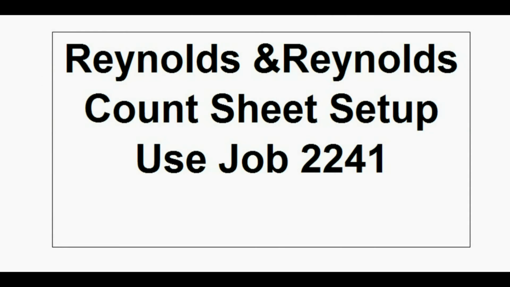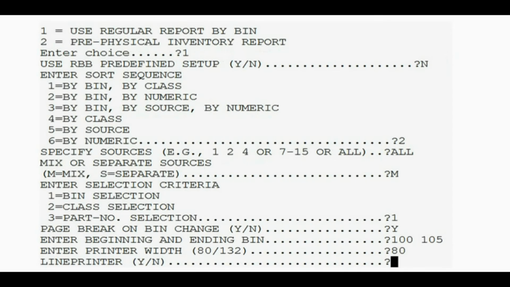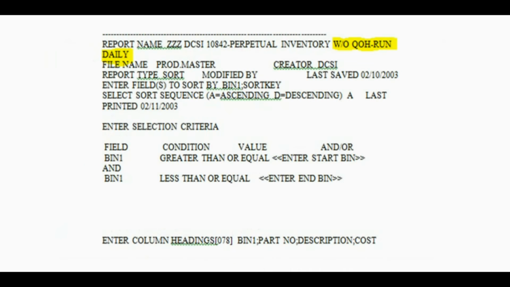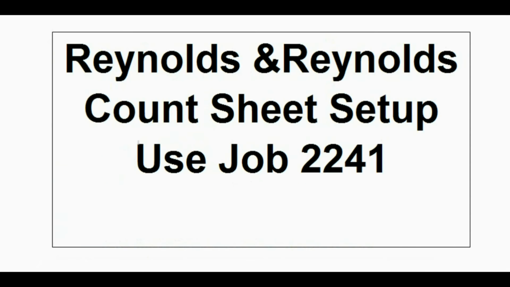So, Jer, if we're in the rentals world, they've got this job 2241, and 2241 is pretty much like this RBB, where you can set it up. You got a lot of different options, but the one option that they do give you is, do I want quantity on hand or not? And so first sheet for the count, I say no, come right back, do the second sheet after they get it counted, turn it in, I say yes, and now I've got my comparison process in place.